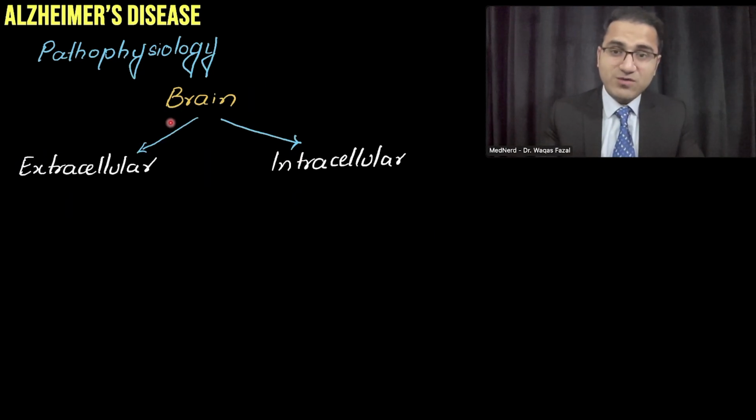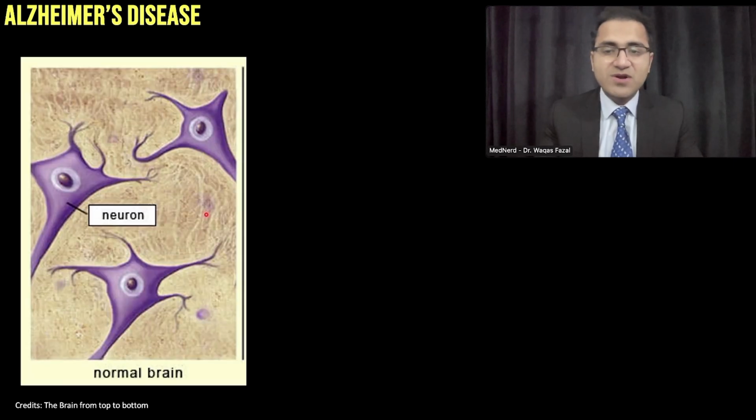Now, coming to the pathophysiology, in the brain there is accumulation of abnormal proteins in Alzheimer's disease. That abnormal protein can be accumulated extracellularly, outside the neurons in the brain, or they can be accumulated within the neurons, intracellularly. Now, coming to the normal neuron structure. In the normal neurons, we have these brain neurons that are lying in the brain, and this is the extracellular matrix. This picture shows the normal brain cells.